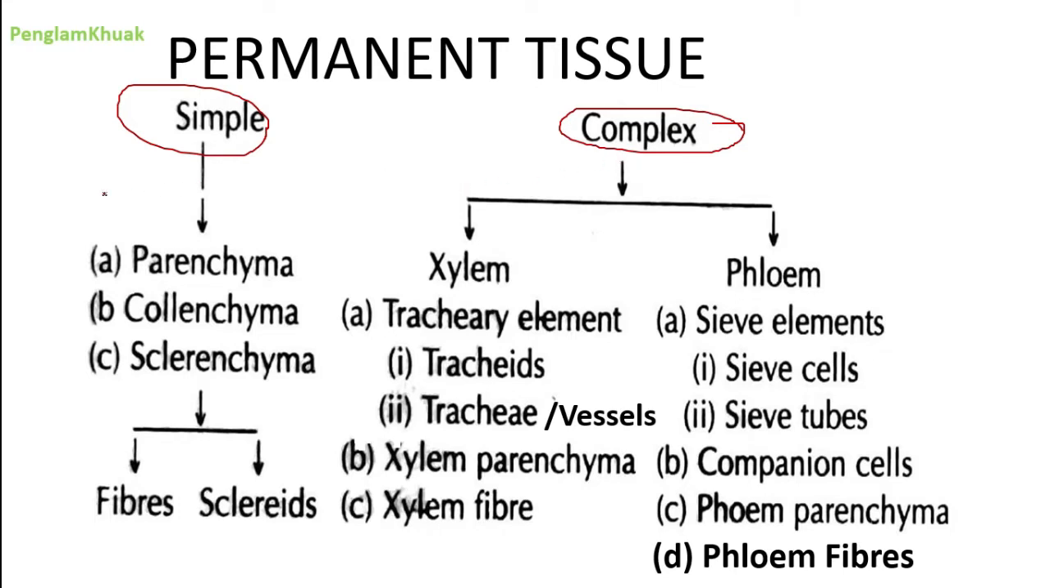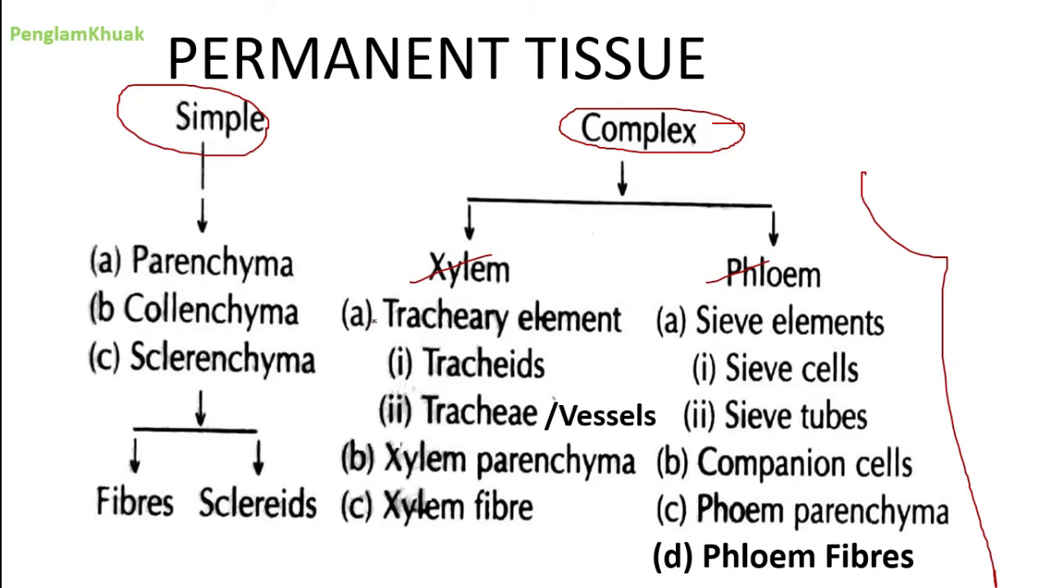Here, simple permanent tissue, I have already discussed in detail in lecture series 8. You can go back to lecture series 8 and watch about simple permanent tissue. But in this lecture, I'll talk about complex permanent tissue. This complex permanent tissue is divided into two main types, which include xylem and phloem.